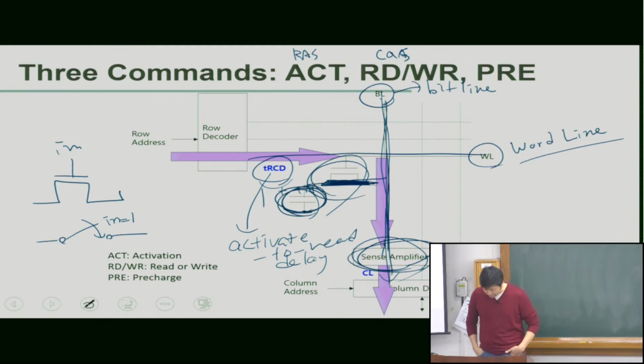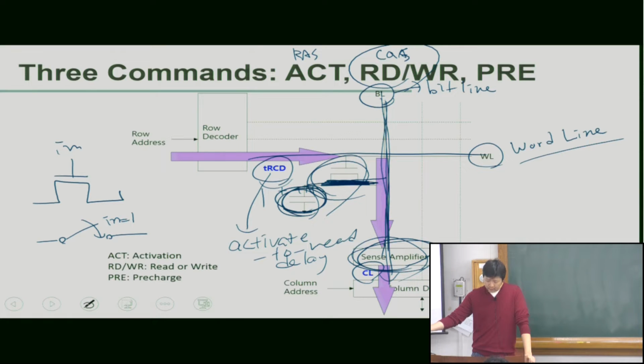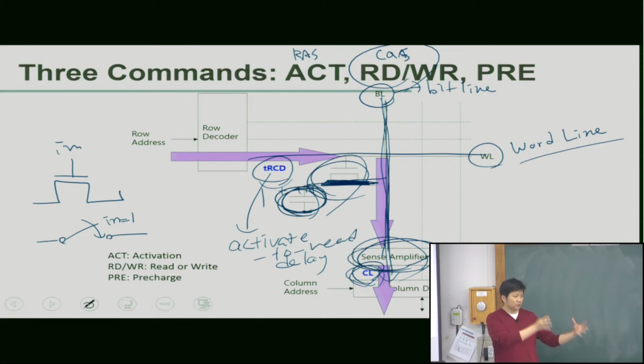And once you request a column access, a CAS, the second operation, a read or write operation, then after a certain amount of delay, this value will come out through the chip pins, right? So this is called column delay, or column latency. Column latency is basically, once you provide this column address, how long it takes for the value to become available outside the chip.